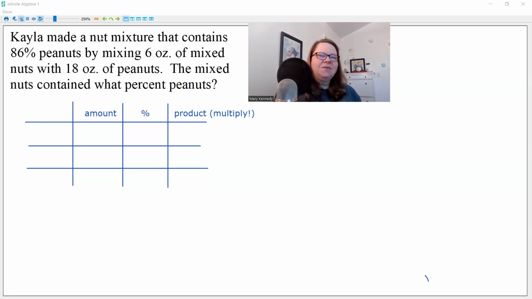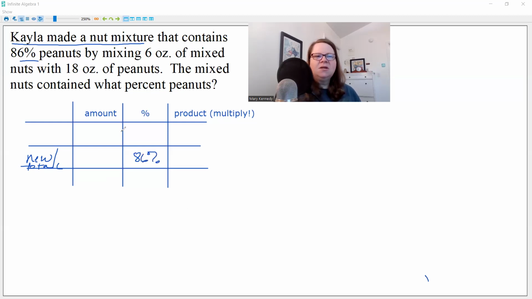Okay. So Kayla made a nut mixture. So it's going to have almonds and cashews and pecans and all those things, right? And peanuts, because it talks about peanuts a lot here. So she's making this mixture that contains 86% peanuts. So that's her final outcome. The new mixture, or the total mixture, you might want to think of it as, so it's up to you how you want to think of it, is going to be 86%.